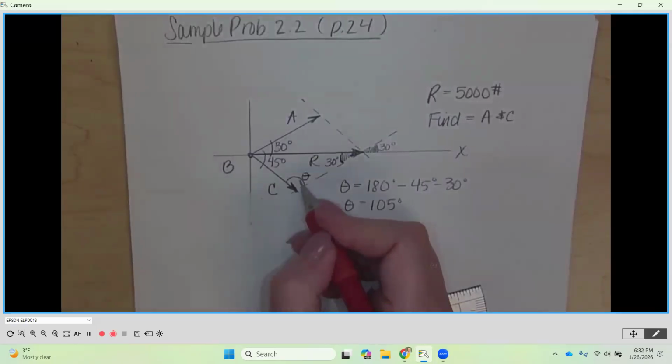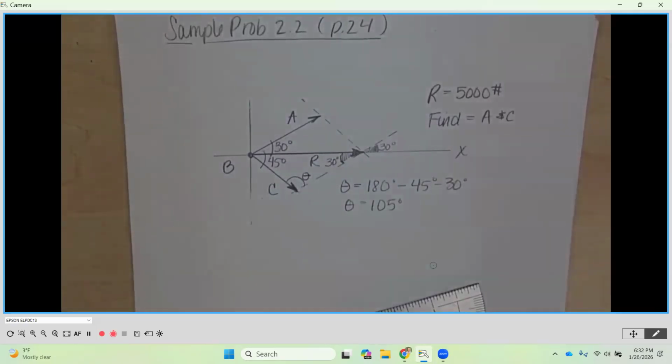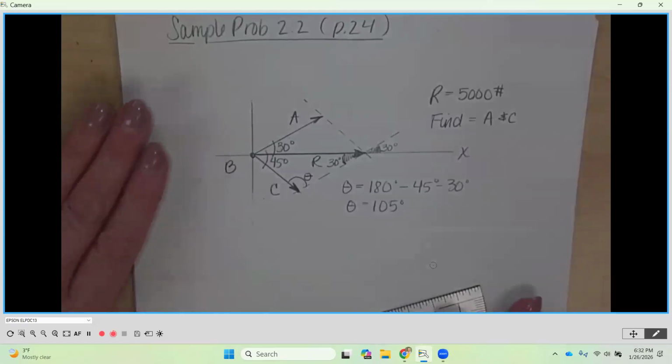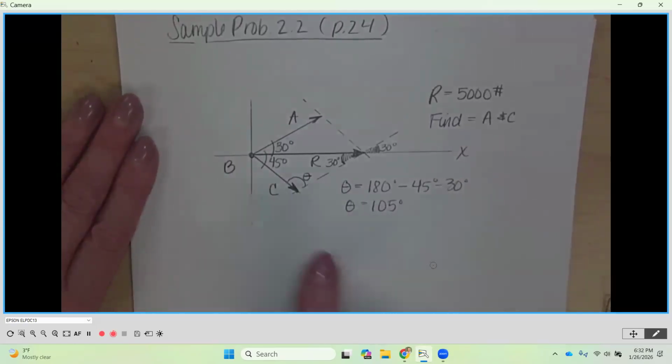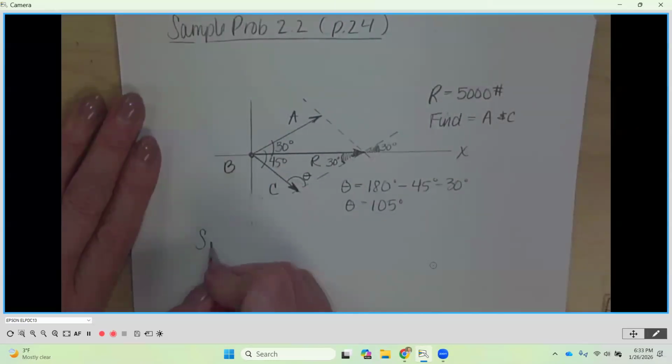All right, so we know what that angle is. We know all three angles. So now this sets up really nicely. We can use the sine law to find the lengths of each one of those tensions on the tugboat. So I'm going to do A first. So we're going to use the sine law.